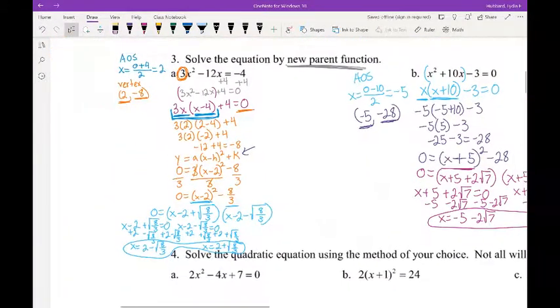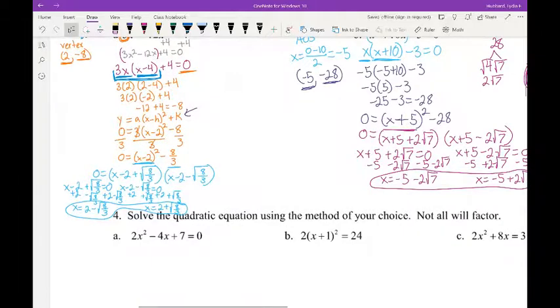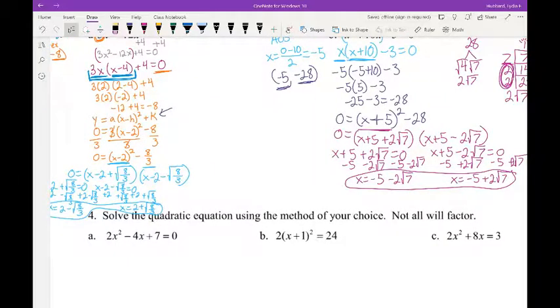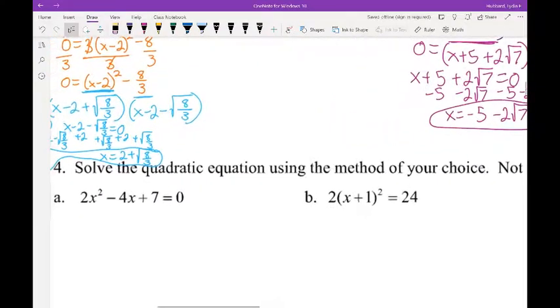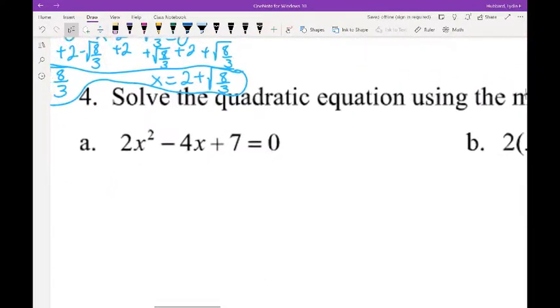Okay. Now we're going to solve the quadratic equation using the method of your choice. Not all will factor. Okay. So let's get started on A. So what we always want to check first is if it will factor, because if it will, that'll save us a heck of a lot of time. So we check a GCF. We don't have any here.